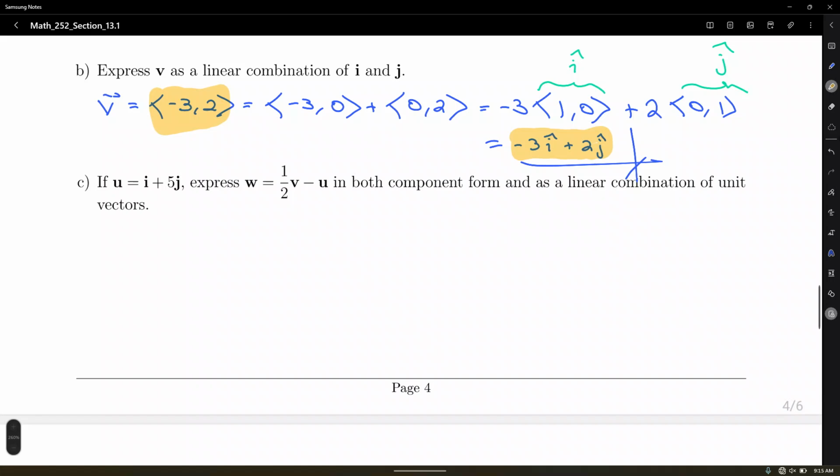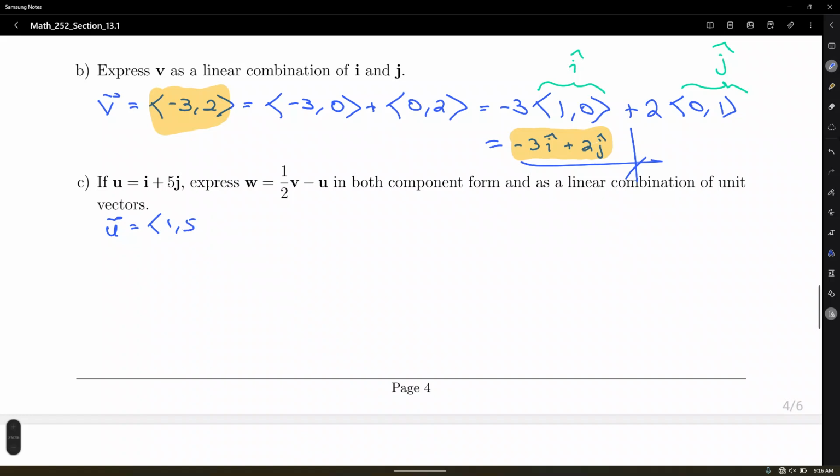So let's have a look at part C. If we have a whole new vector, u equals i plus 5j, they're asking us to express w equals 1/2 v minus u in both component form and linear combination of standard unit vectors. So what do we have? u equals, what's that? 1, 5.